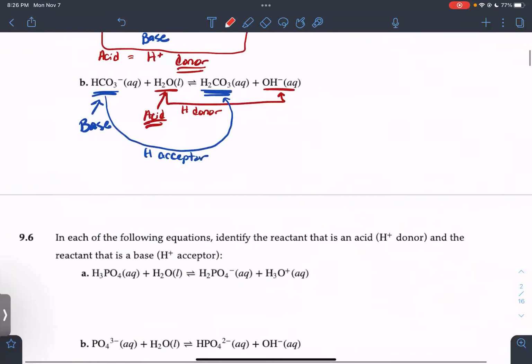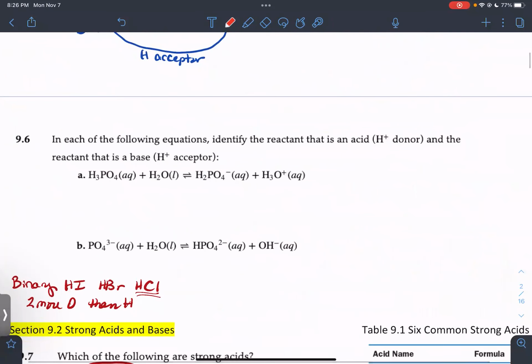Okay, all right. In each of the following reactions, identify the reactant that is an acid. So an acid is an H+ donor, which means it gives up a hydrogen ion. And the reactant that is the base is an H+ acceptor. So this one picks up an H+. So let's look at that.